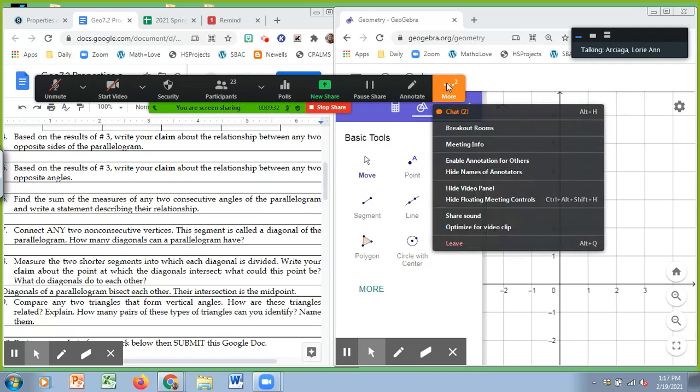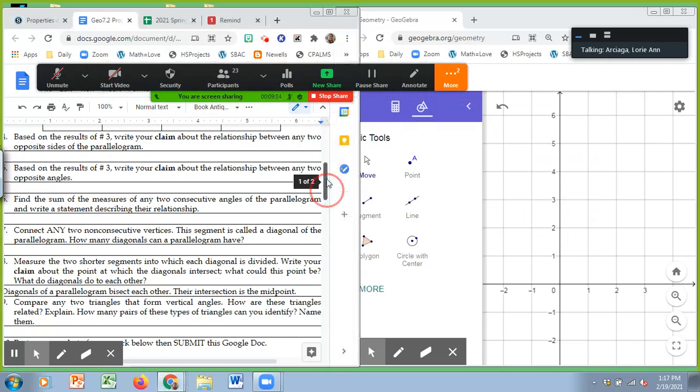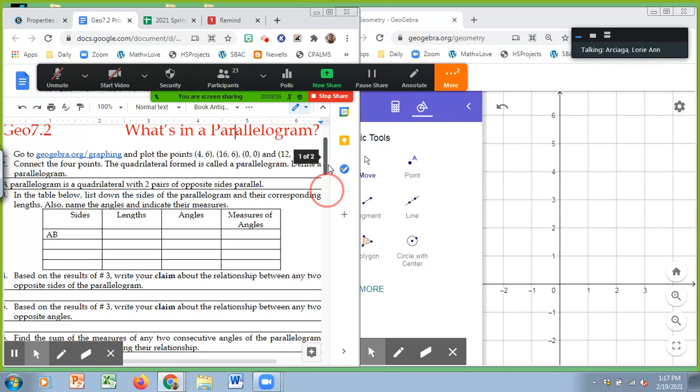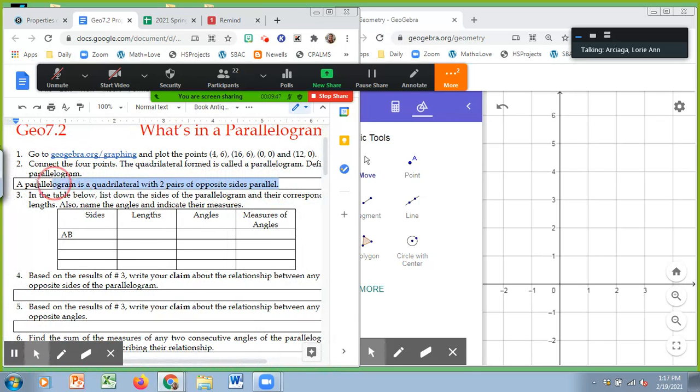Okay. So the very first thing that we will do is we are going to plot some points. And then after that, we are going to analyze why a parallelogram is defined as such. You see this one?